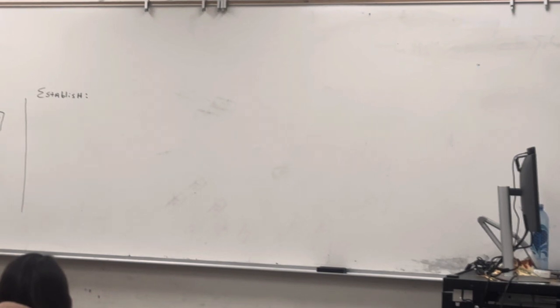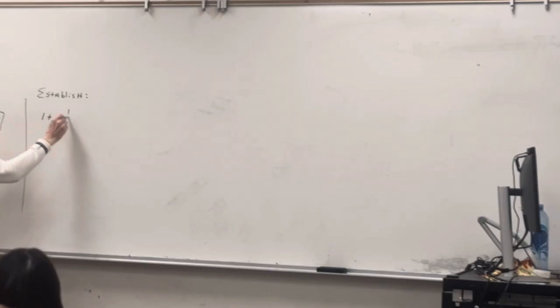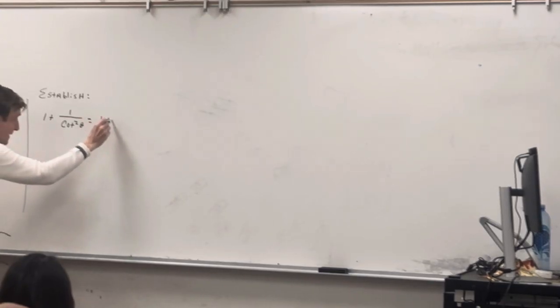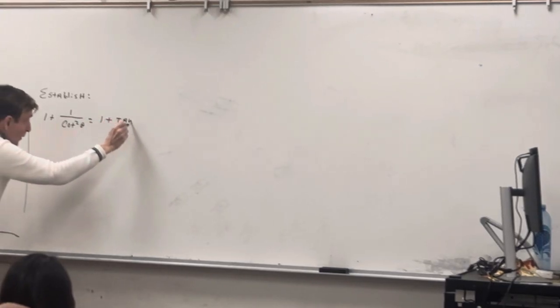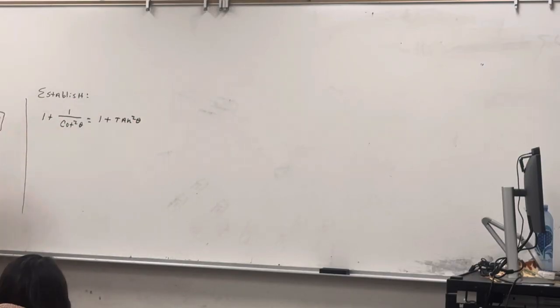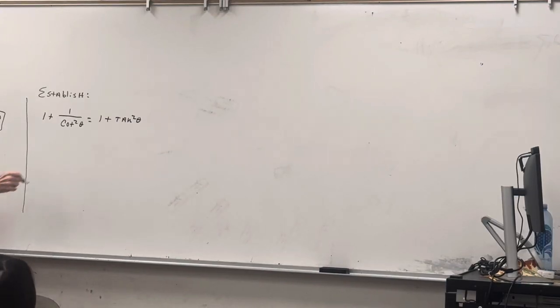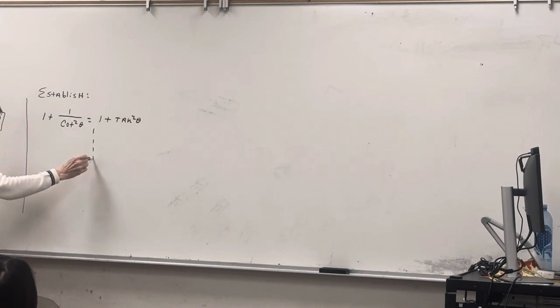Listen for me. 1 plus 1 divided by cotangent squared equals 1 plus tangent squared. Now, she said, Professor, I can establish this as an identity. It's not one of the fundamental ones. And I think what she wants me to do, guys, is establish it.